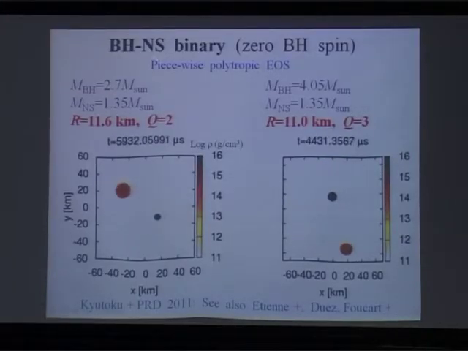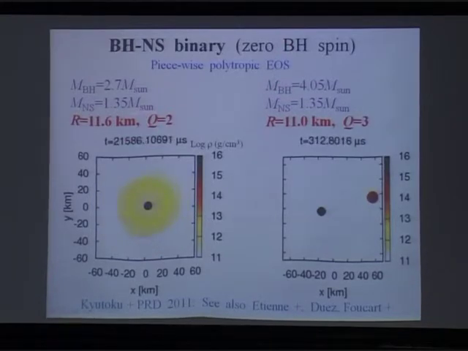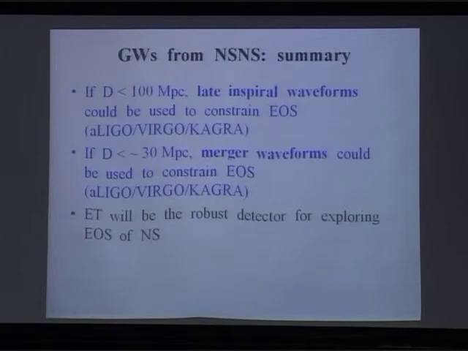Okay, so now I'm going to talk about the black hole neutron star binary. This is an animation for a black hole neutron star binary. For both cases, I assume that the black hole spin is zero. In this case, the mass ratio is very small, Q equals 2, so it's not very realistic. But anyway, I performed this simulation choosing this. And in this case, the mass ratio is slightly larger, Q equals 3. And I'll show you again.